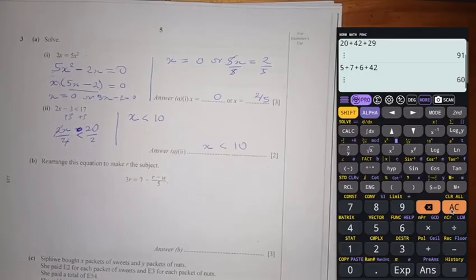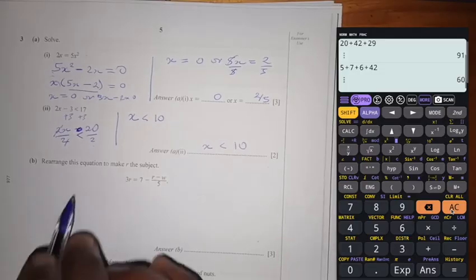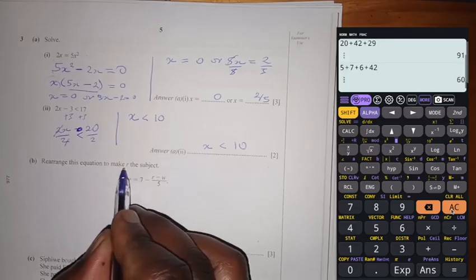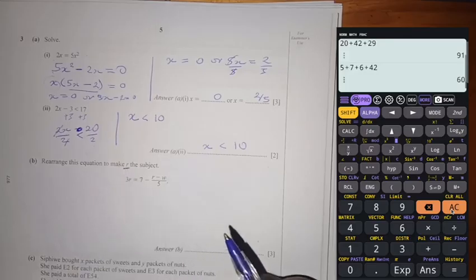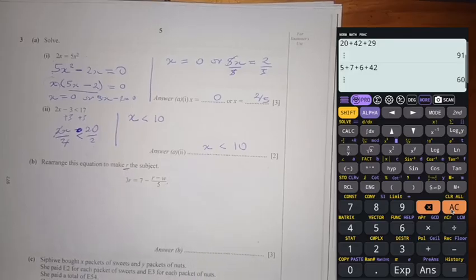Anyways, 3 marks. Rearrange this equation to make r the subject. Now let's first interpret what type of equation we are dealing with here. The subject is appearing in 2 terms. So what's the trick? If the subject is appearing in 2 terms, we need to bring both terms on one side and factorize the subject.